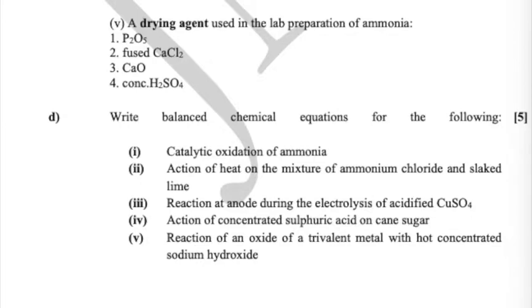Fourth one, action of concentrated sulfuric acid on cane sugar. So that's C12H22O11 with concentrated sulfuric acid gives 12C plus 11H2O.